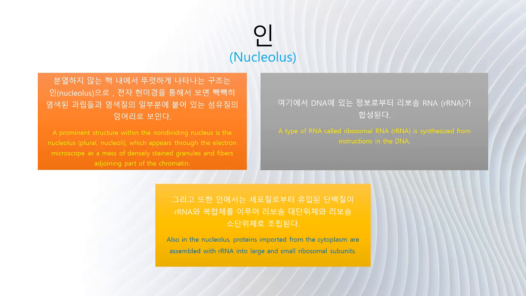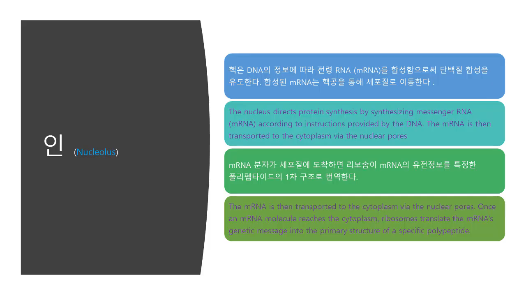Sometimes there are 2 or more nucleoli. The number depends on the species and the stage in the cell's reproductive cycle. Now, the nucleus directs protein synthesis by synthesizing messenger RNA, or mRNA, according to instructions provided by the DNA. The mRNA is then transported to the cytoplasm via the nuclear pores. Once an mRNA molecule reaches the cytoplasm, ribosomes translate the mRNA's genetic message into the primary structure for a specific polypeptide.